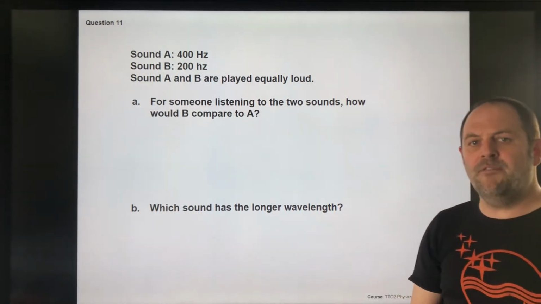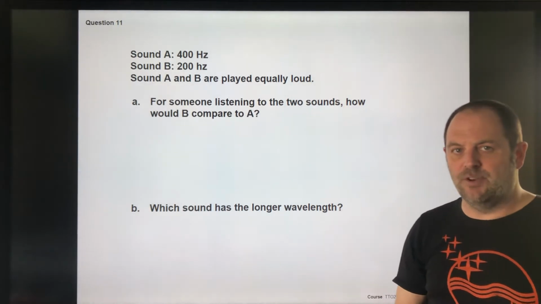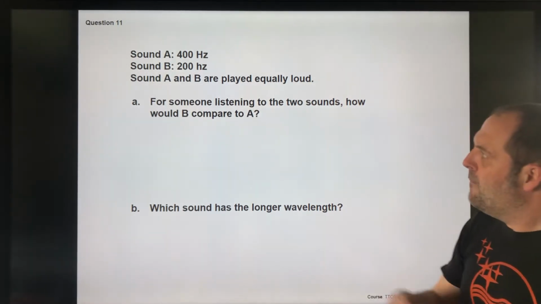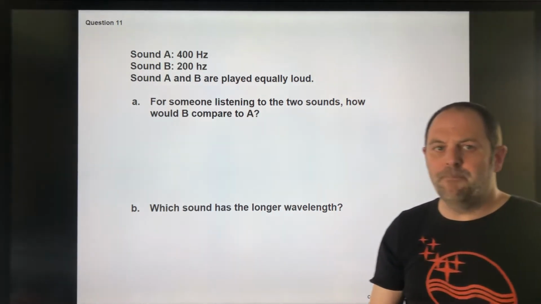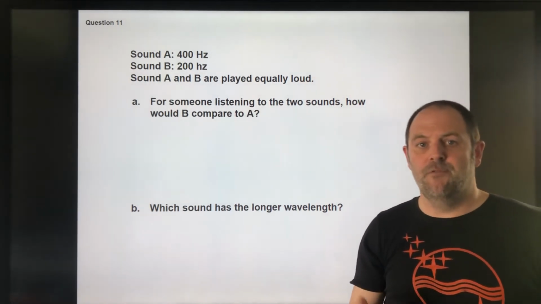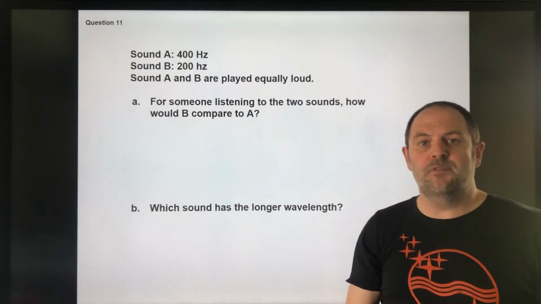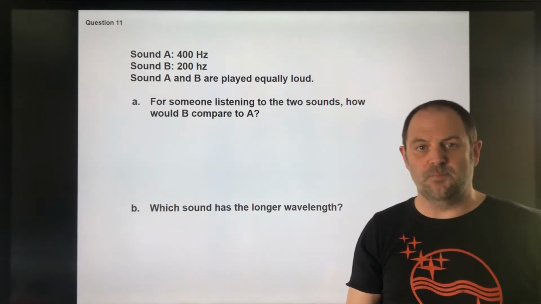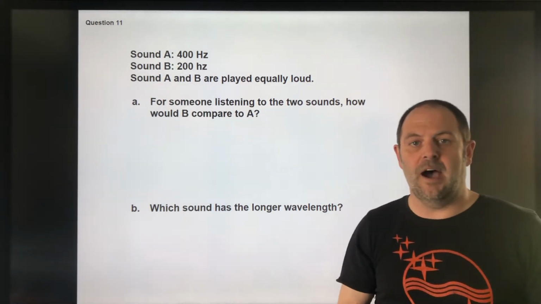Well, they are different in frequency. They are the same in loudness, so you hear the same volume, but sound number A has more waves per second than sound number B. It has 400 waves per second, and the other one 200 waves per second. So the more waves, the higher the pitch.